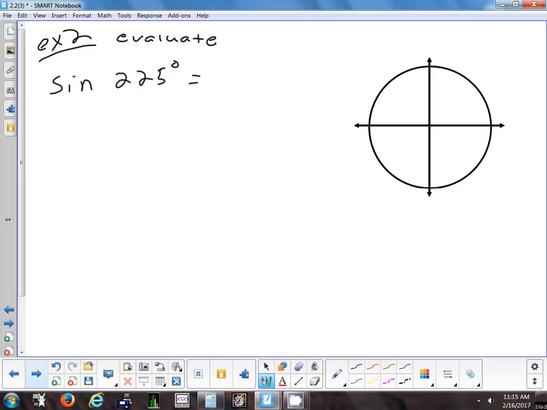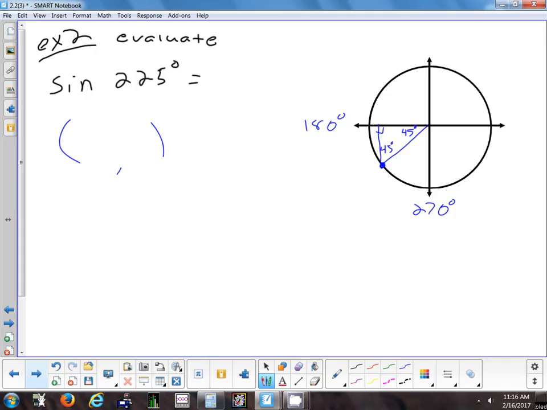We just have to figure out what quadrant it's in. What quadrant is 225 degrees in? Jacqueline? It's in the third. And because we said it's a multiple of 45, it's exactly in the middle. Okay, if you don't believe me, just check it. Find the average of 180 and 270. It's 225, right in the middle. Okay, so here's my 45, 45, 90 triangle.